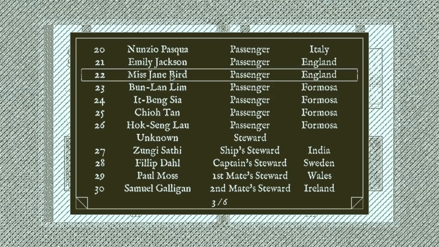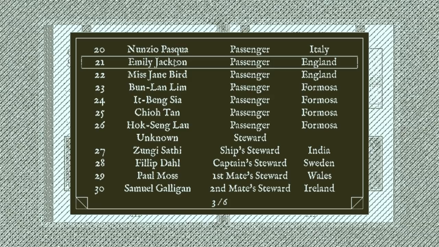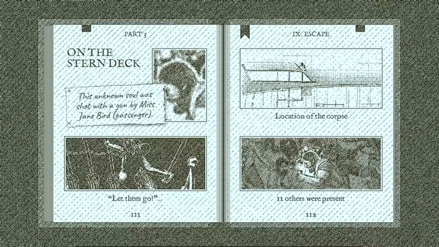Unless you think Miss Jane Bird means that she was wealthy. Maybe, and that's why she's being protected. But also, I'm not going to lie, Emily seems like a young girl's name. I don't know why, but for some reason, Emily Jackson seems like it would be the young girl. Let's put Miss Jane, the passenger. All right. We just don't know who this person is yet. Yeah. Okay.